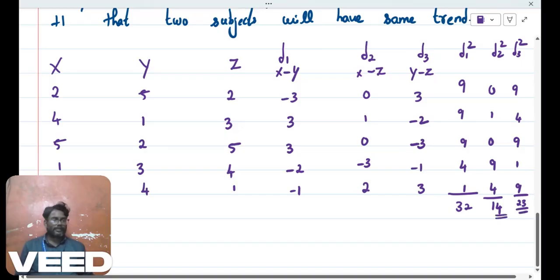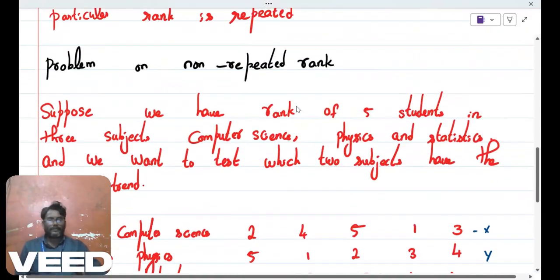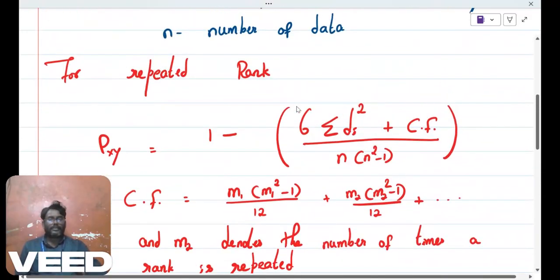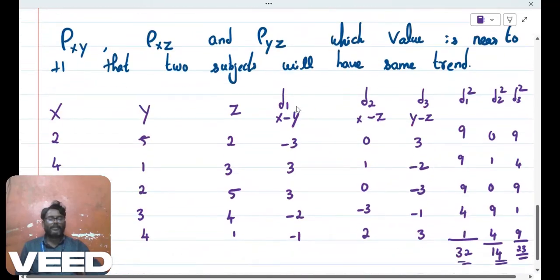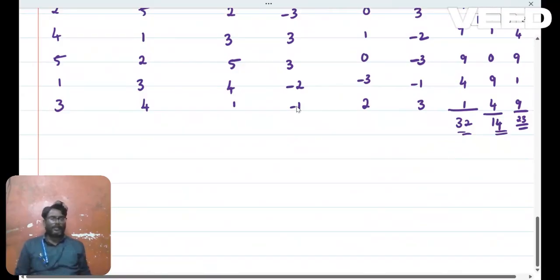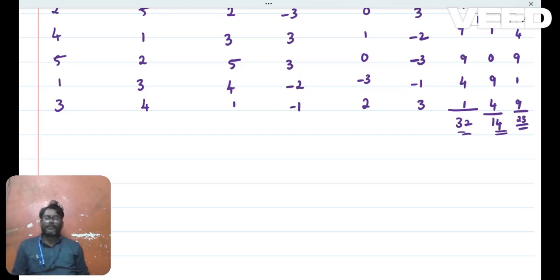So these are the summations of the d squares. The rank correlation coefficient needs 1 minus 6 sigma d square, so I got these values. Now we will find the rank correlation coefficient first.